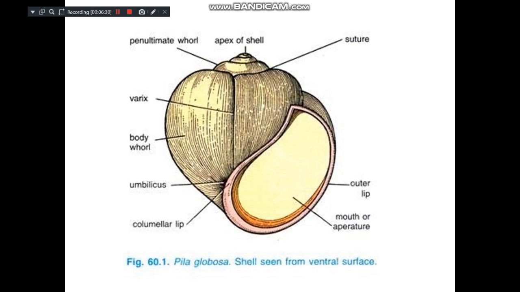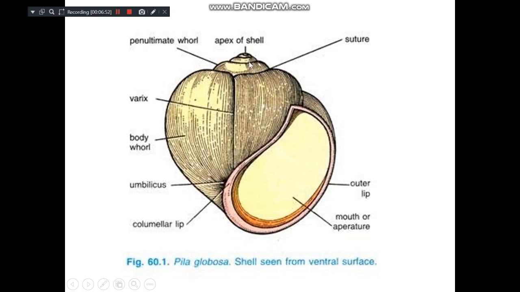So this is the Pila globosa. You can see here this is a single shell which is coiled. I have already told you this is known for coiled shell. And if you see the top of the shell, what you call the apex of the shell, and then below that there will be whorls.